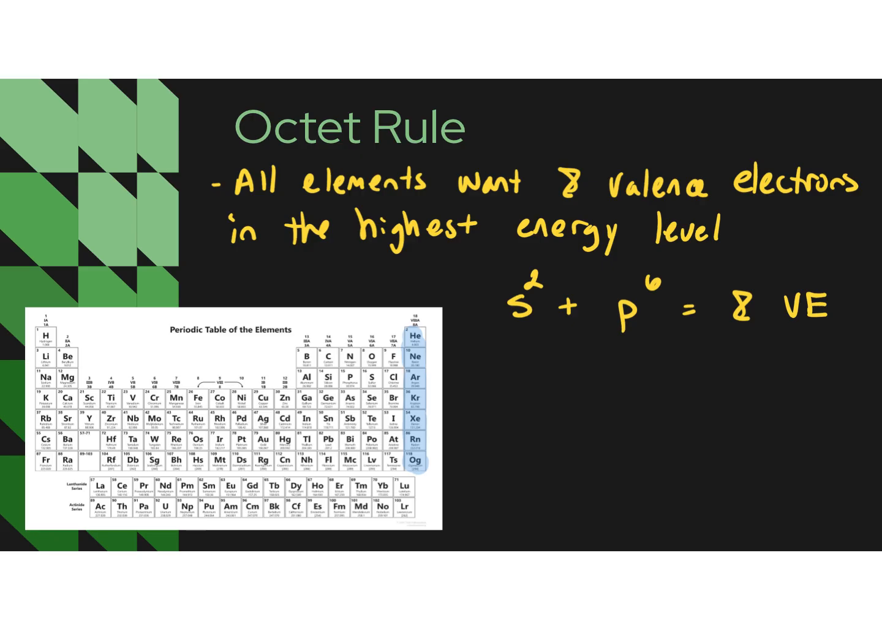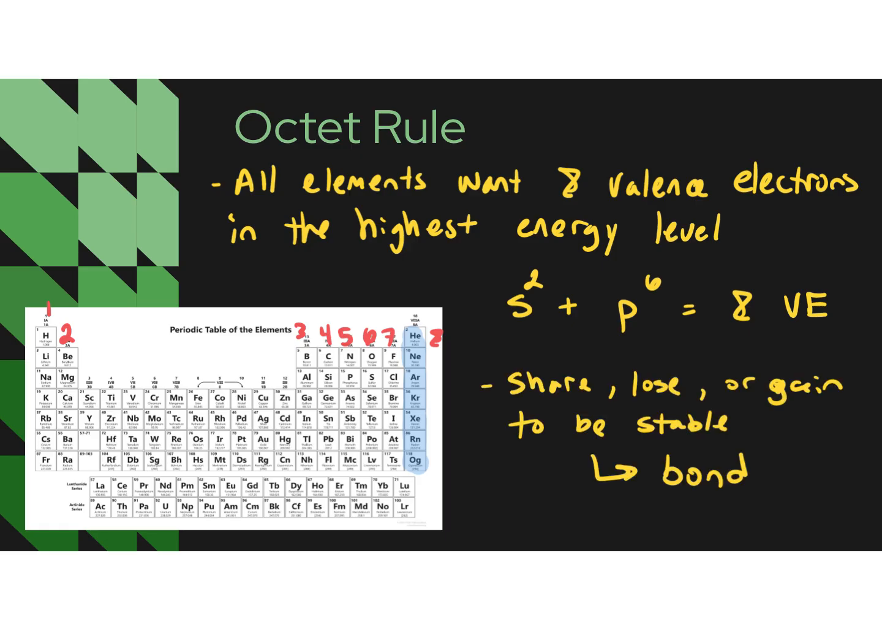Now remember, there's a pattern to the valence electrons on the periodic table. For example, the first column all have 1 valence electron, the second column have 2. We skip the transition metals. The 13th column has 3, 14 has 4, 5, 6, 7, and then of course the noble gases have 8. The octet rule: all elements want 8 valence electrons. If they don't have it, they will either share, or lose, or gain, which forms bonds in order to achieve octet.